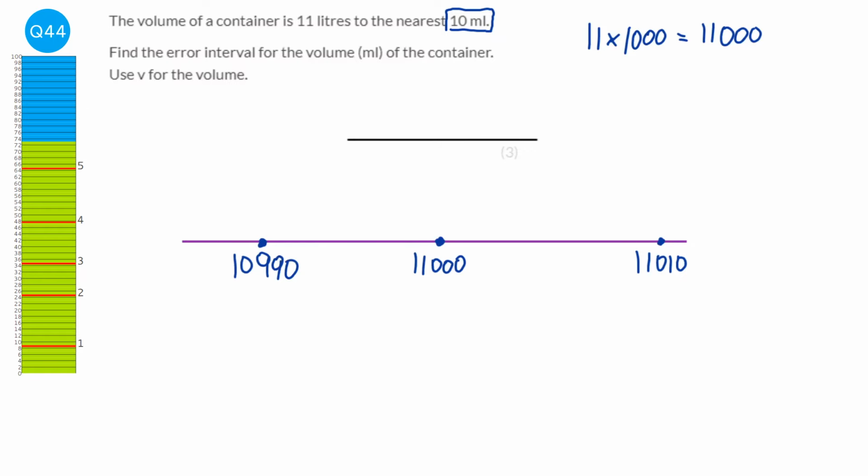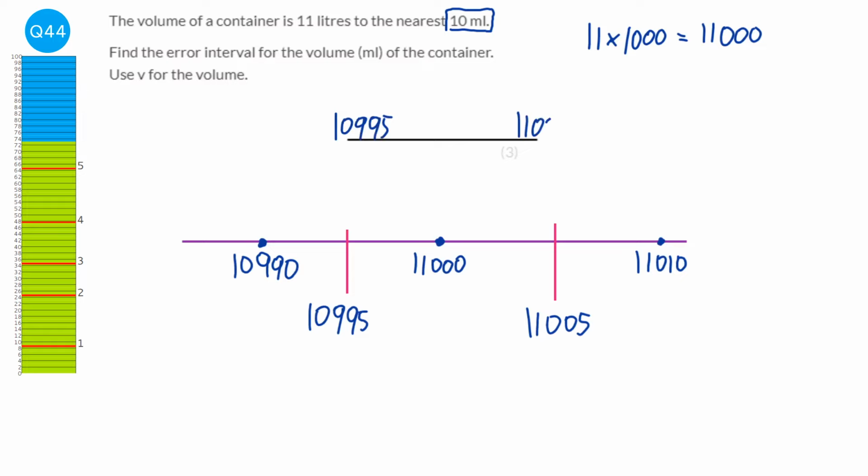10,990. Now when we're looking at limits with the upper and lower part of it, we are looking at halfway points. So halfway here and halfway here. So this halfway point will be 10,995, and the next one will be 11,005, and that's the halfway points. And so that is going to be our upper and lower bound.